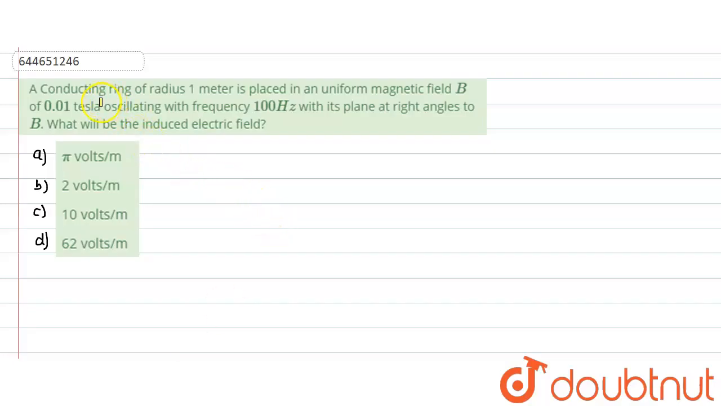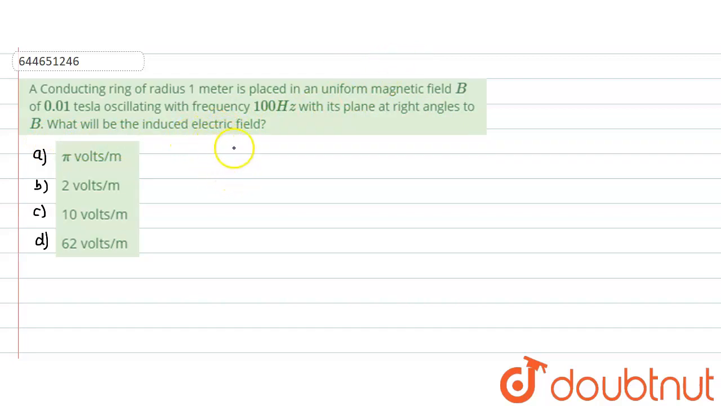Hello everyone, let us start with our question. In this question, what is given? A conducting ring of radius 1 meter is placed in a magnetic field B of 0.01 Tesla, which is oscillating with a frequency of 100 Hertz, with its plane at right angle to the B. We need to find the value of the induced electric field.